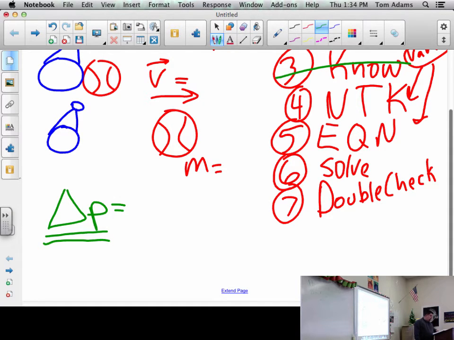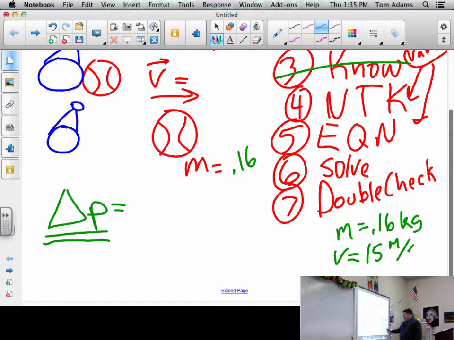The baseball has a mass of 0.16 kilograms. I'm going to write this off to the side. The mass of the baseball is 0.16 kilograms. Its speed before and after the bunt: before it's 15 meters per second, and after negative 10 meters per second.